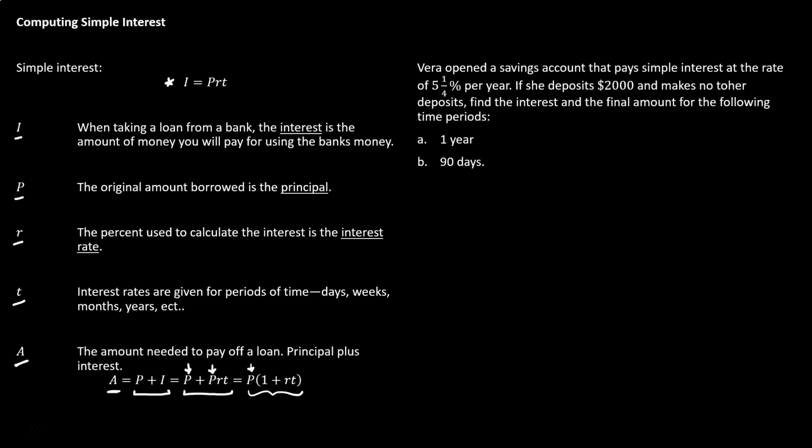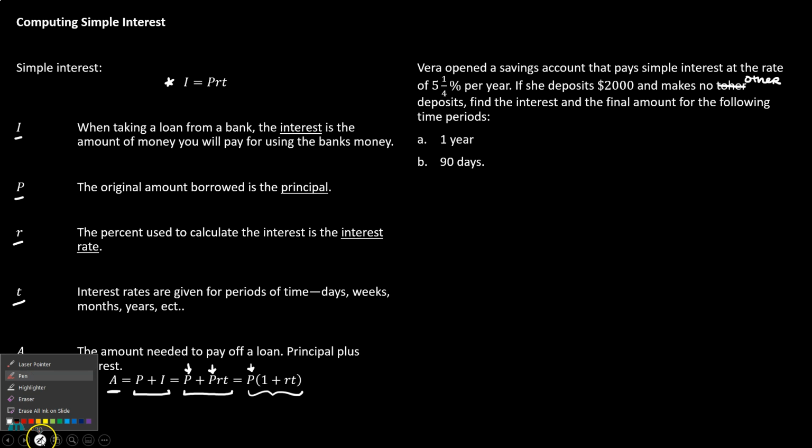Let's work through an example to see how to use these values. Vera opened a savings account. Now this is not a loan, she's giving the bank money. So this time the interest is going to be calculated based on her deposit, and the bank is going to pay her money because she's essentially letting the bank hold on to her money. So Vera opens a savings account. The account pays simple interest at 5.25% each year. If she deposits $2,000 and makes no other deposits, find the interest and the final amount for the following time periods.